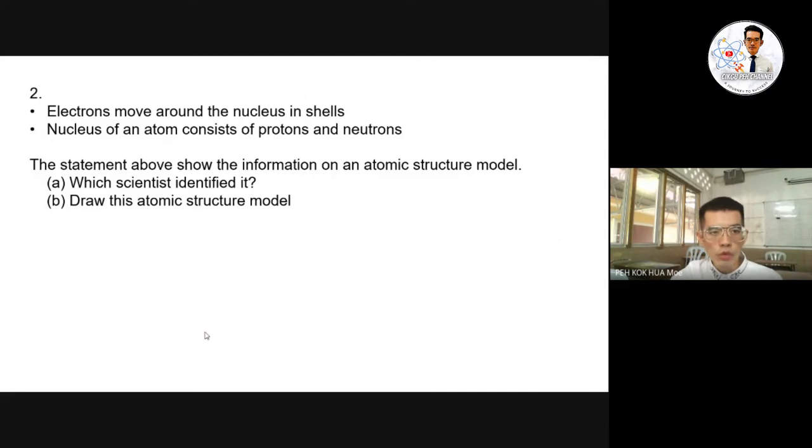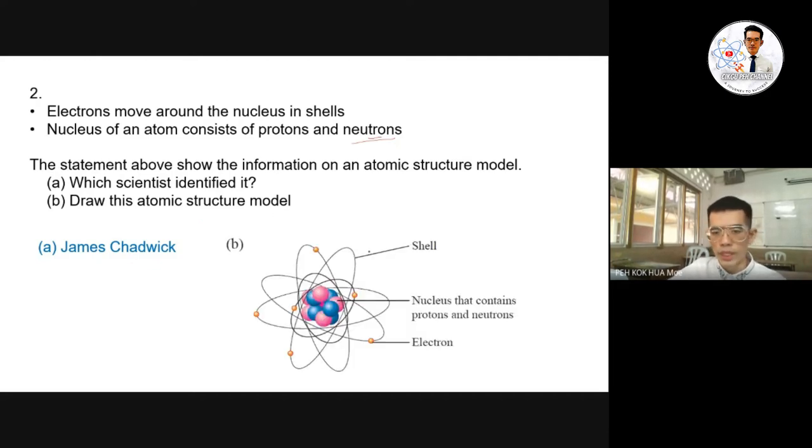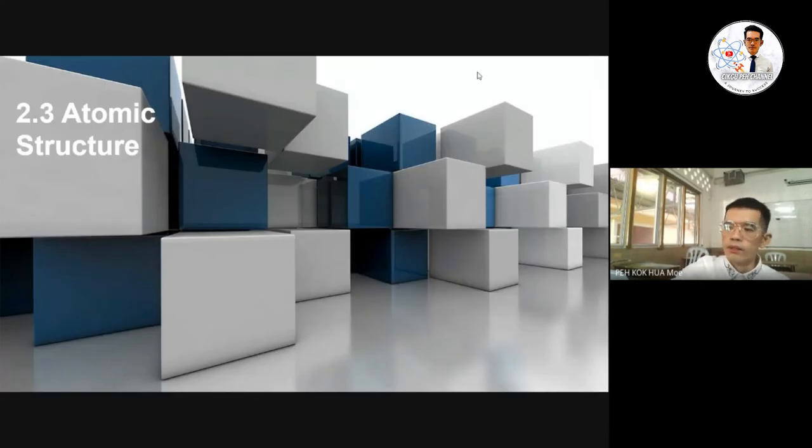So question number 2: electrons move around the nucleus in shells. The nucleus of an atom consists of proton and neutron. The statement above shows the information on an atomic structure. The nucleus consisting of the neutron was discovered by Chadwick. So here, draw the atomic model stated by Chadwick. It will be like this: at the center is the nucleus, which must consist of proton and neutron, surrounded by the electrons. So the answer will be almost like this. Okay, we continue to our next subtitle, atomic structure.